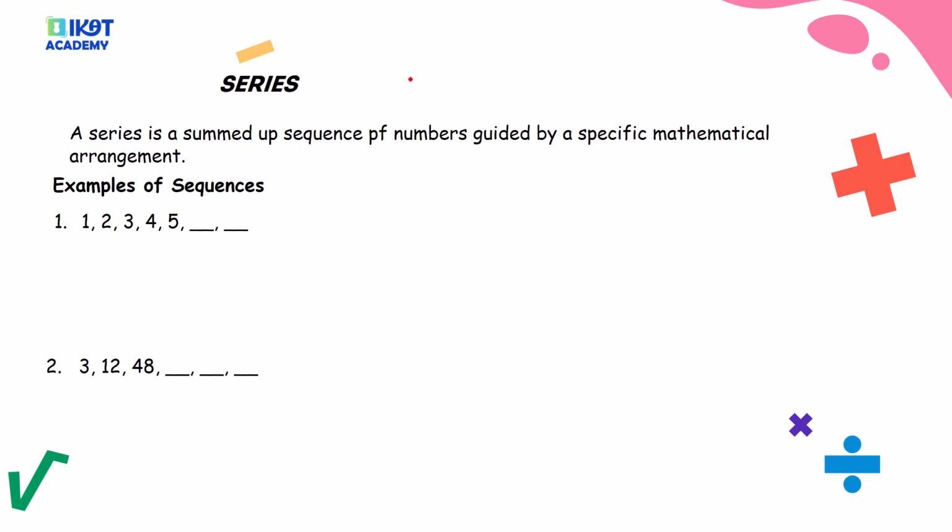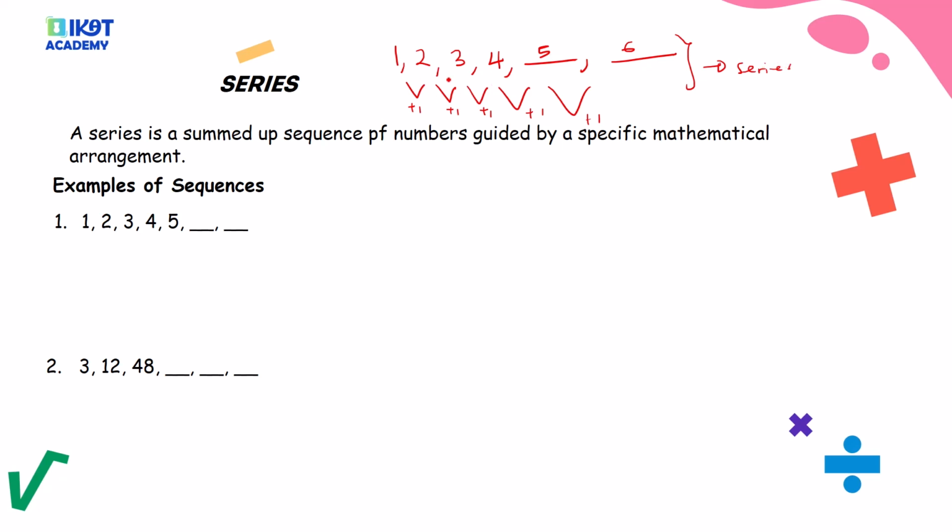Now, I think from our earlier learning, we all know what a sequence is. For example, if I have 1, 2, 3, 4, dash, dash, you can guess that the next number is going to be 5 and then 6. Why? Because you can tell that we are adding 1 each time. Now when you get this sequence and you add it up, the sequence becomes a series.